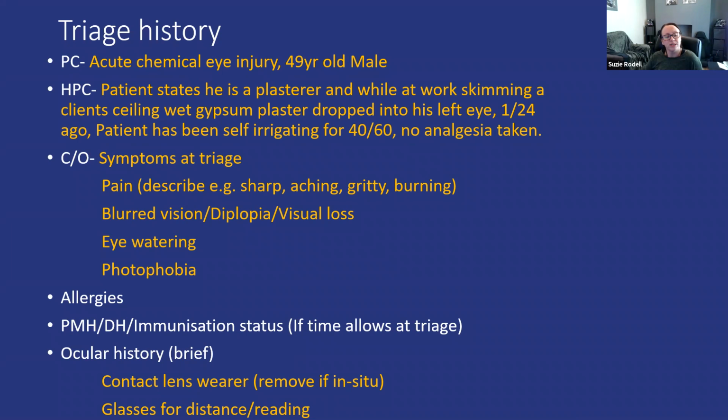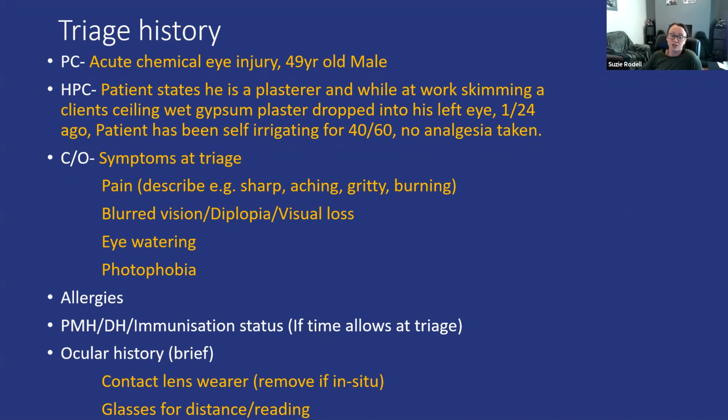Obviously, before they give any tetracaine, after checking the pH, they would need to check the allergies. So be sure to check the allergies and any past medical history, drug history, or tetanus status, if time allows, at triage. It's not always possible. If they're in a lot of pain, you don't want to be going through their past medical history, but some of that will be relevant for the assessing practitioner, such as myself. If somebody has cataracts or previous surgery, we'll explain a bit later on about the importance, because that can cause some complications when you're assessing the cornea.